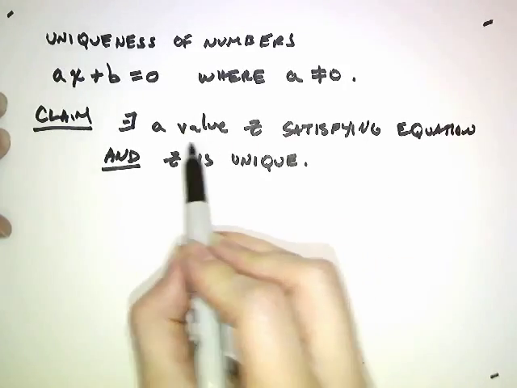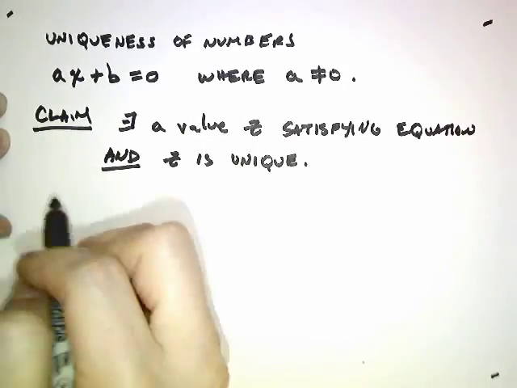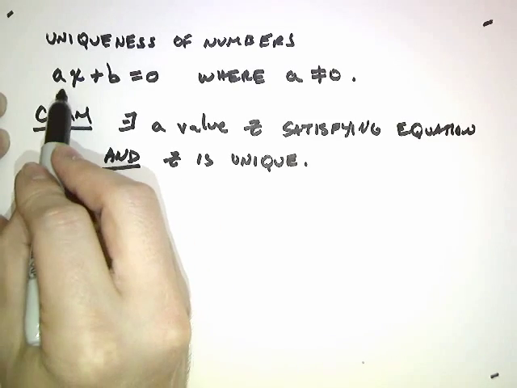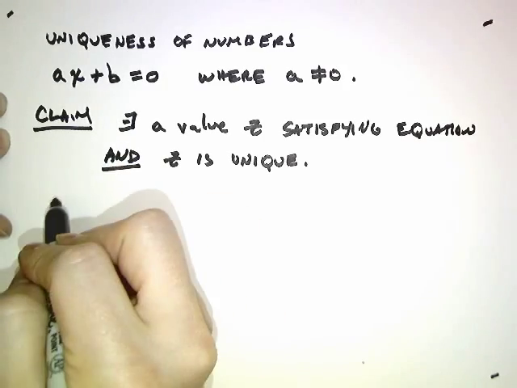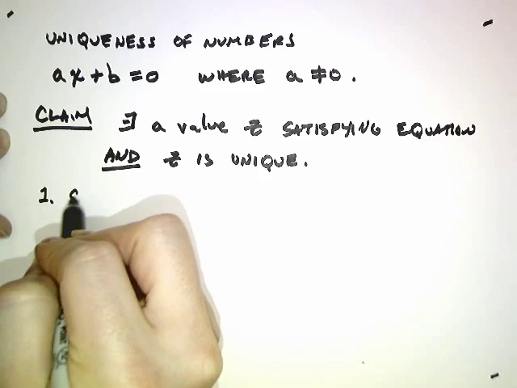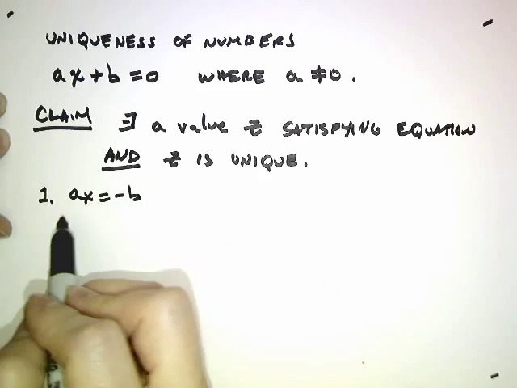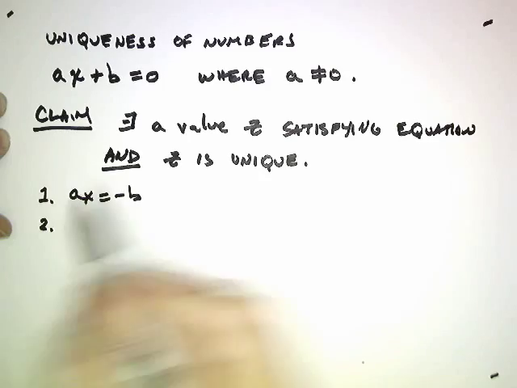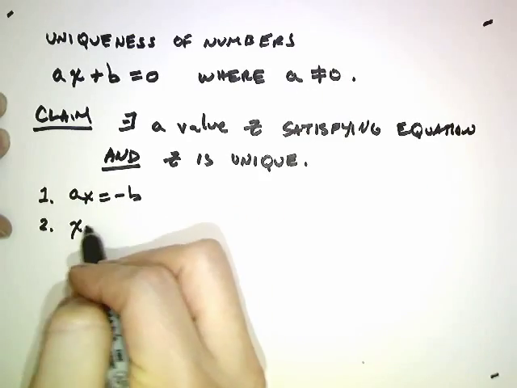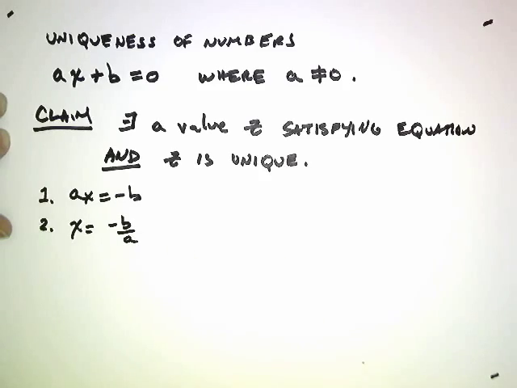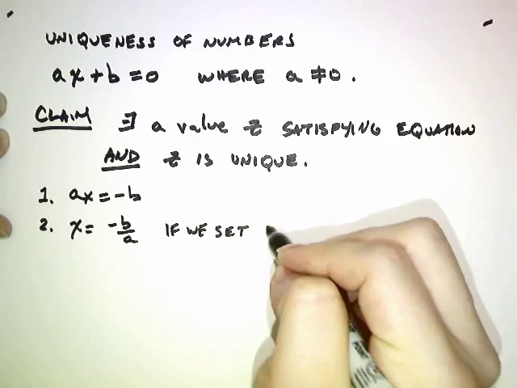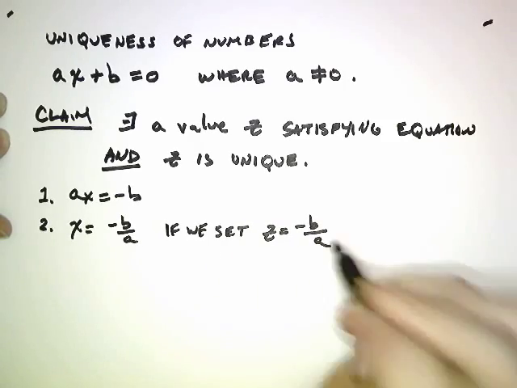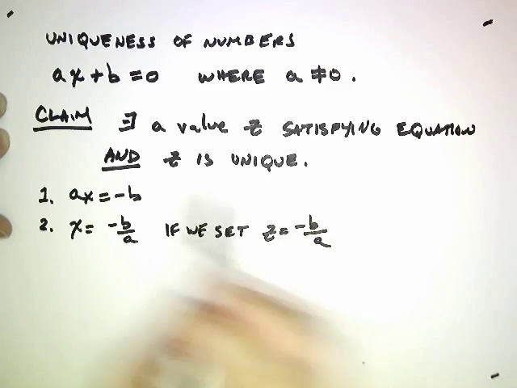Well, the first step is to show that there is a value satisfying this equation. So how do we show that there is a value z that satisfies ax + b = 0? Well, we solve for x. So we subtract b from both sides, and we divide by a, which we can do because a is not 0, and we get x = -b/a. So if we set z to be -b/a, then we'll see that z does satisfy this equation. That's what we just showed.